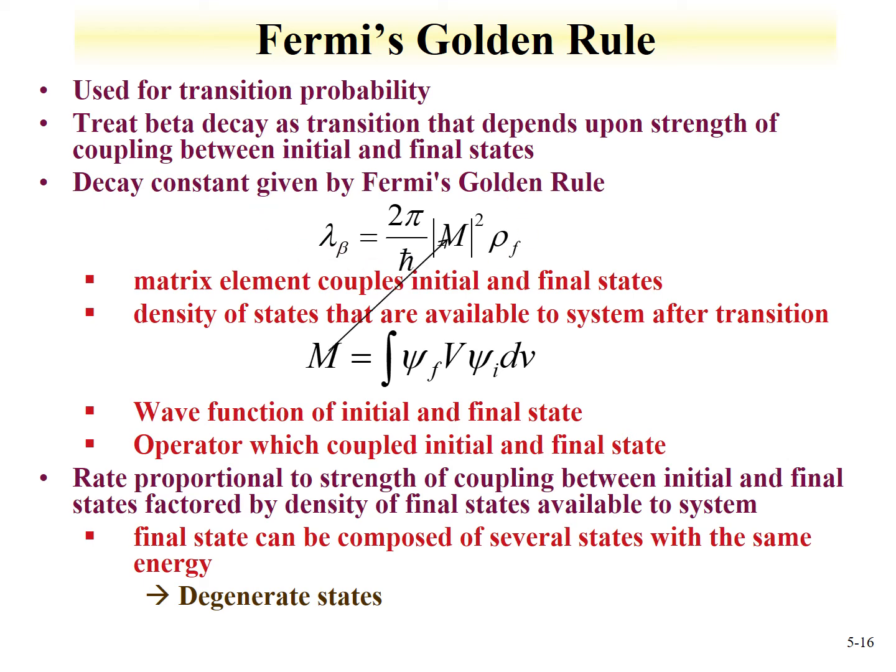This matrix element is just the wave functions of the initial and final state, and this operator here, which couples the initial and final state. Fundamentally, the rate is proportional to the strength of coupling between the initial and final states, and includes this density of states. The final state can be composed of several states with the same energy. This is classic in quantum mechanics. These are called degenerate states, so states with the same energy. If I have a number of states with the same energy, that's going to improve the probability of decay.